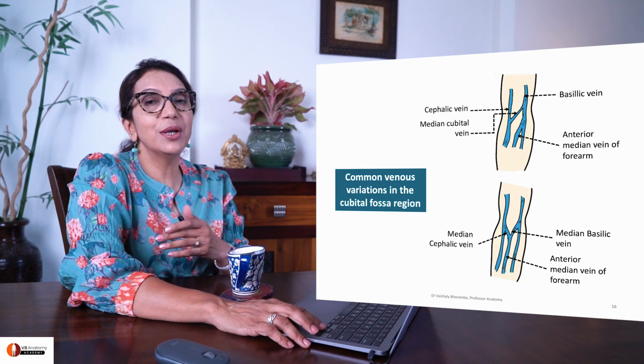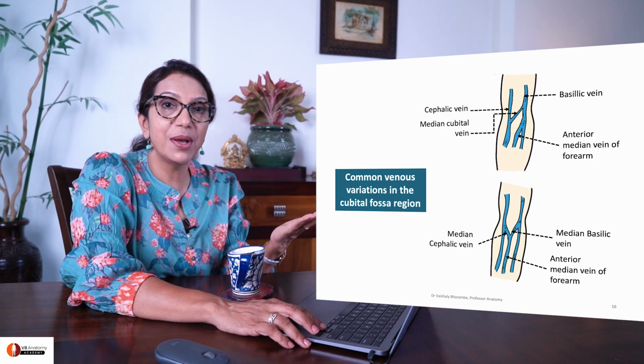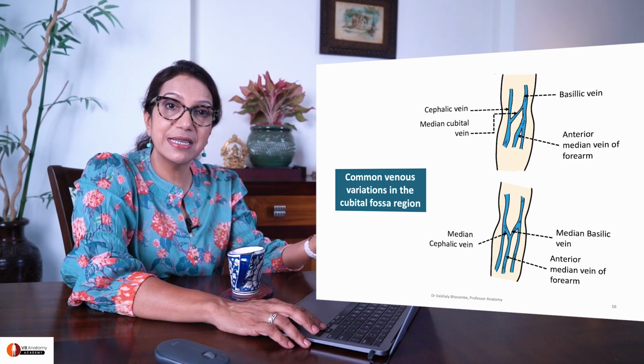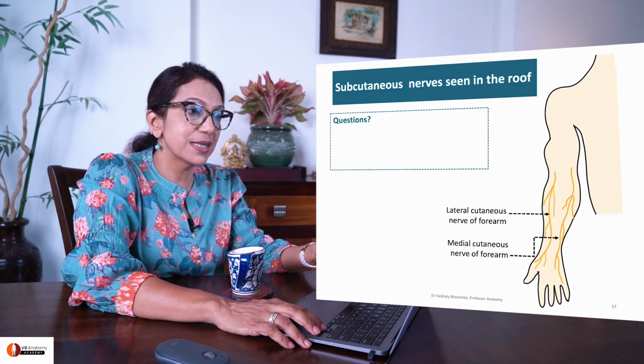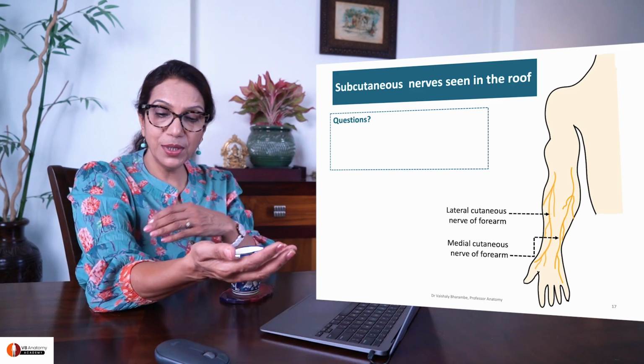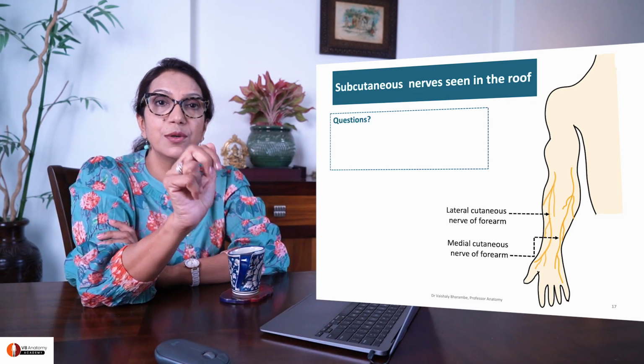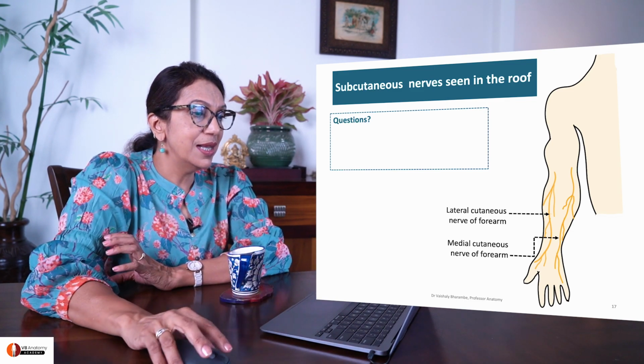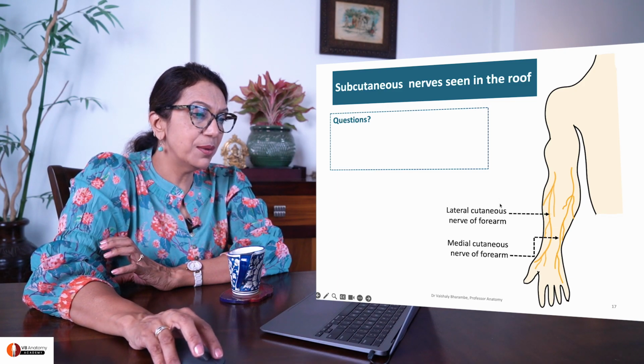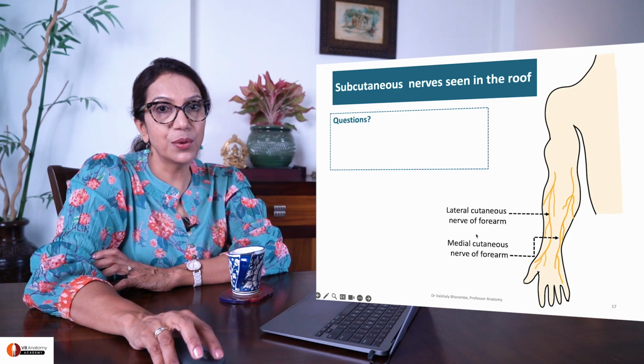You should note it because you are the one who is going to aspirate blood. You want to access the vein, so you should know its variations. Right. What about the nerves present here? There are two nerves present above the cubital fossa, the lateral cutaneous nerve of forearm and the medial cutaneous nerve of forearm.